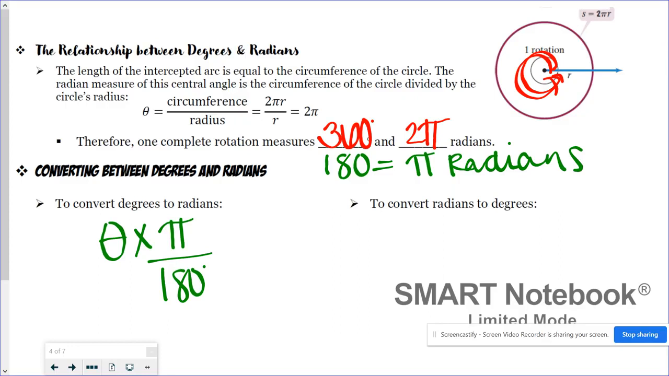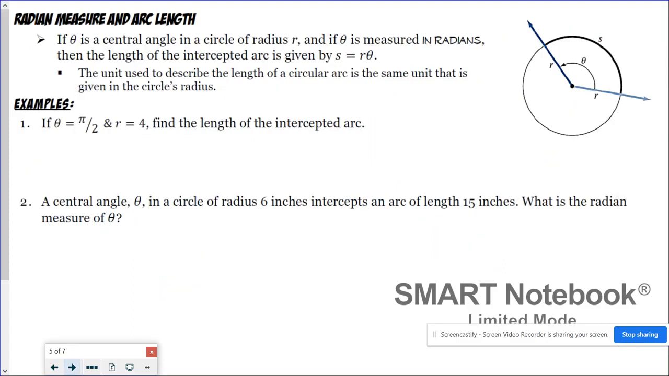To go from radians to degrees, I take theta, in radians, and I need to introduce the degrees, so that would be the 180 on top. Then I divide by pi because I have to get rid of the radians. These are the two conversion factors for going from degrees to radians and radians to degrees. Now, another little extra is arc length. If the measure of your arc is given to you in radians, you can use this formula here.